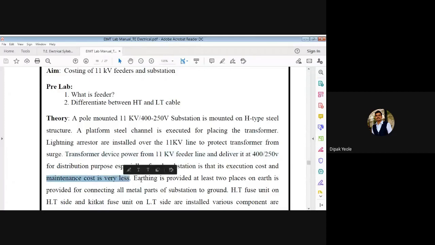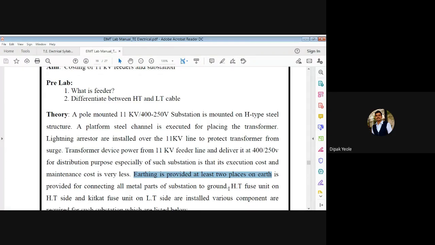The earthing is provided at at least 2 places on the earth, for connecting all metal parts of the substation to ground. Now there is a concept of HT and LT.